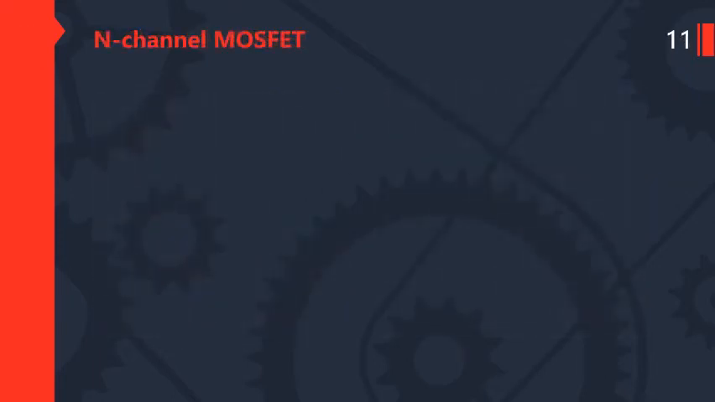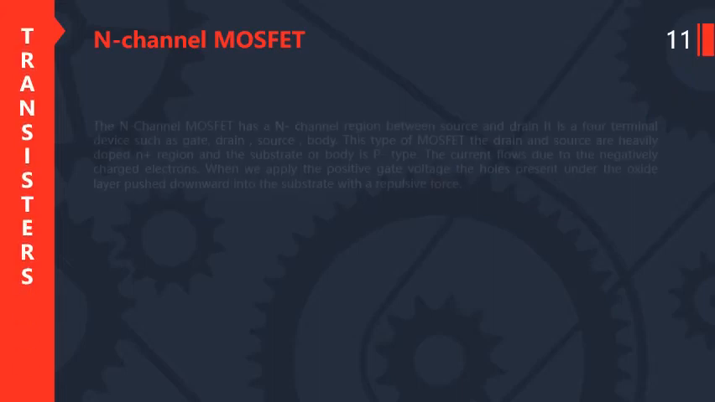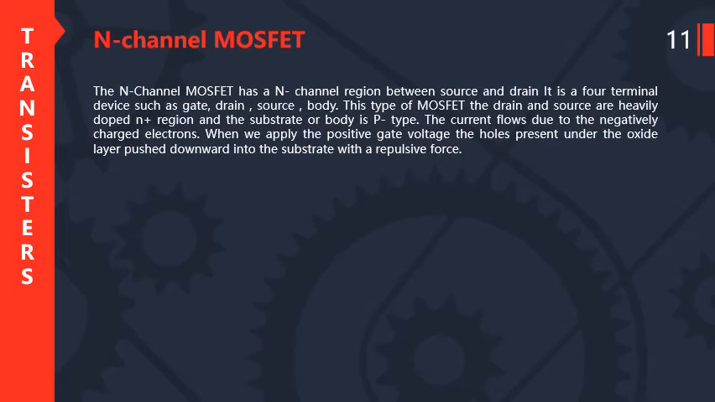Next is an N-channel MOSFET. The N-channel MOSFET has an N-channel region between source and drain. It is a 4-terminal device: gate, drain, source and body. In this type of MOSFET, the drain and source are heavily doped N plus regions, and the substrate or body is P minus type.